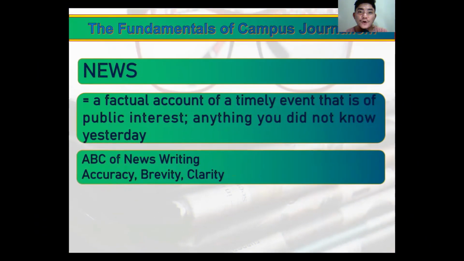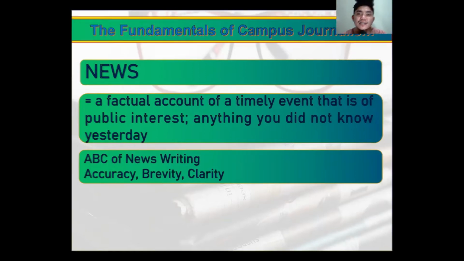It stands for accuracy, brevity, and clarity. Accuracy meaning, as the name implies, news, it should be accurate because you are presenting facts. Then brevity, you should go straight to the point. You're not supposed to use flowery words here, and you're just going to present what you are supposed to present. Then clarity, you should be able to send the message to your readers as clear as possible so you will not be causing confusion or misunderstandings later on.